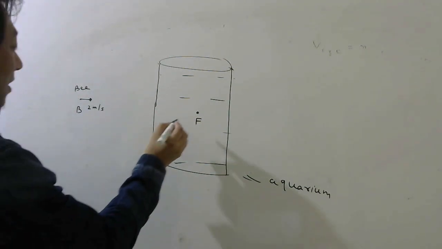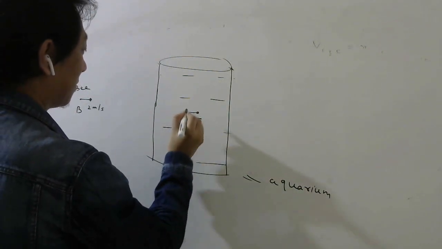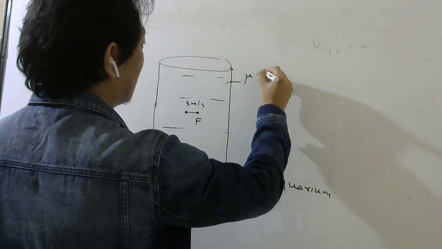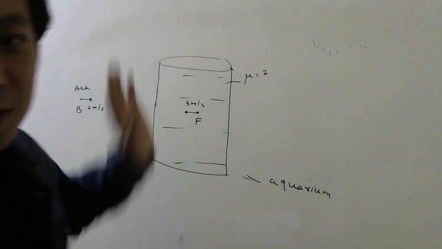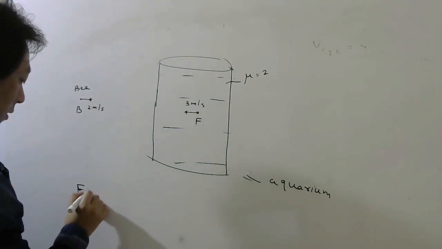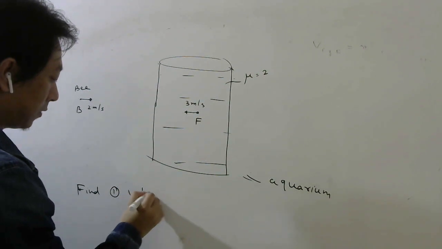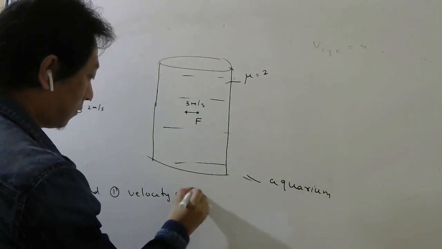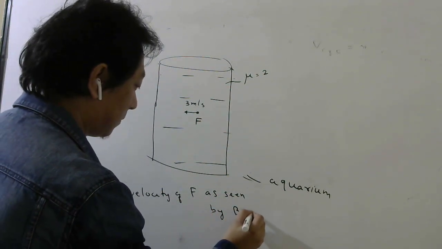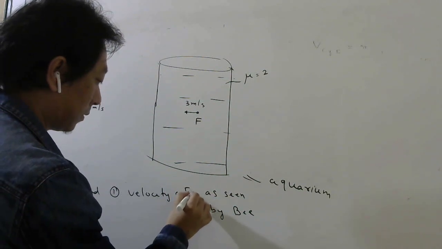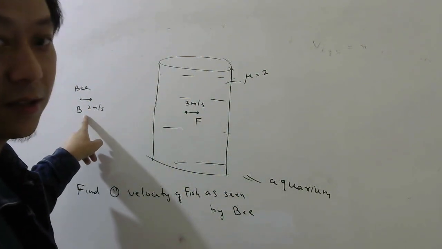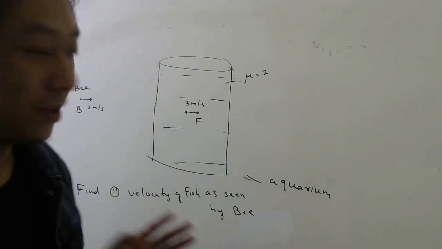Okay, so now let us say the fish is moving towards this with 3 meter per second, and refractive index of this is, let us say, 2, to make it simple. Some liquid you think. Now how do I find? Question is, find number 1, velocity of fish as seen by B. Now if water was not there, directly we will do this minus this, so that will be 5 meter per second, finished, if water was not there.